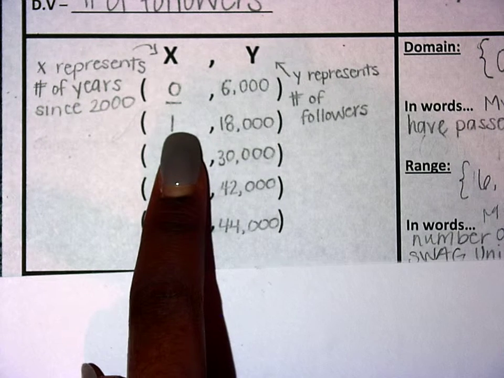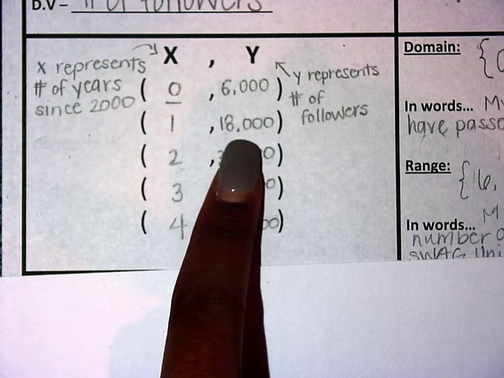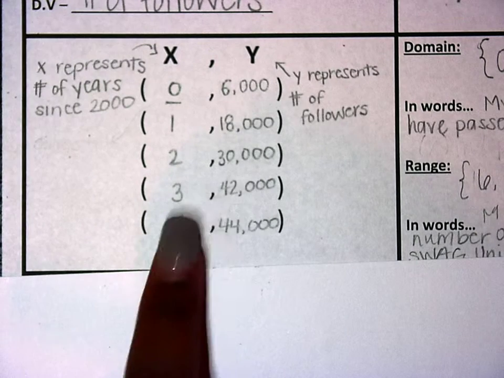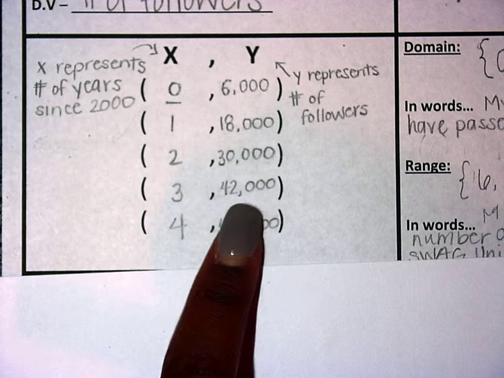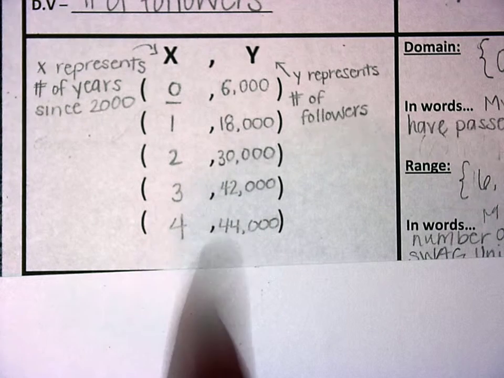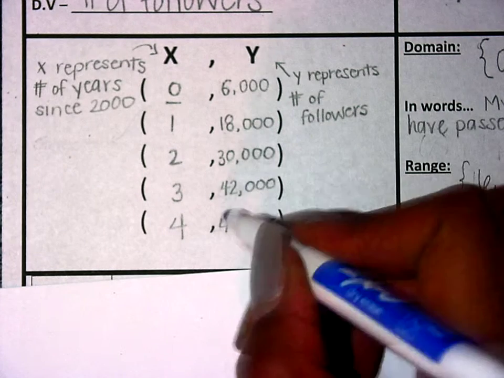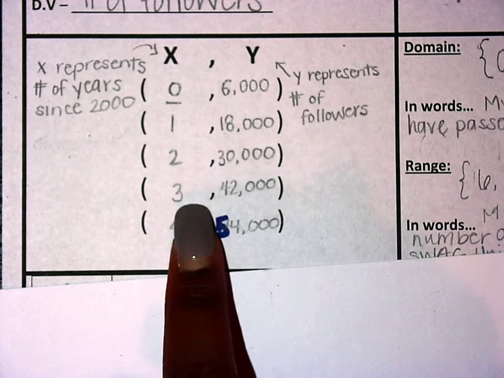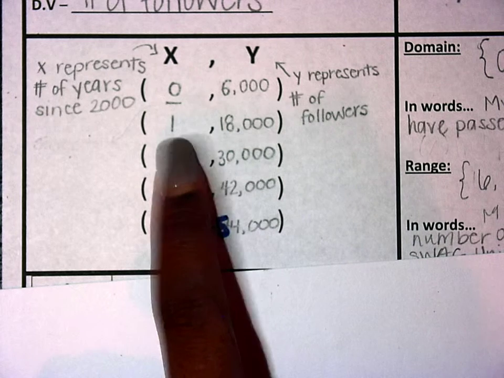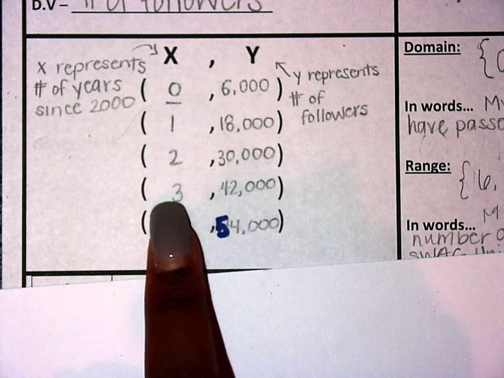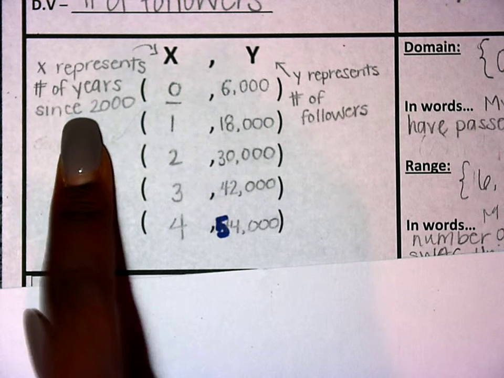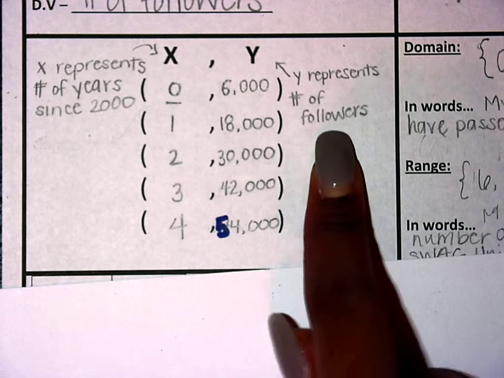After the first year, which would be 2001, I had 18,000 followers. After the second, 30,000. The third year, 42,000. And the fourth year, 54,000. Remember, this is the number of years since 2000. So this is 2001, 2002, 2003, 2004. I also labeled what my x variable represents, the number of years, and the y variable represents the number of followers.